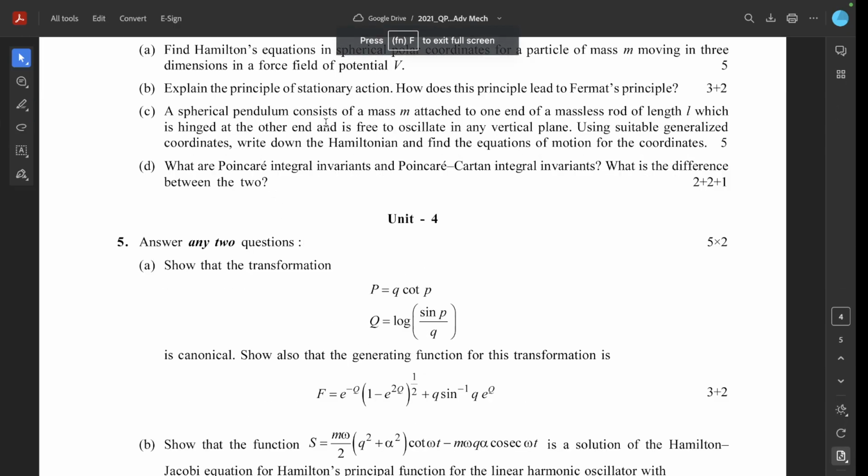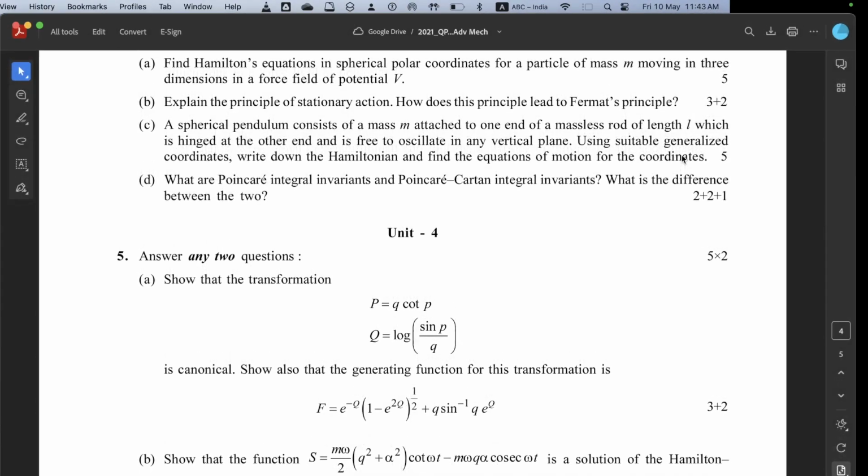A spherical pendulum consists of a mass M attached to one end of a massless rod of length L, which is hinged at the other end and is free to oscillate in any vertical plane. Using suitable generalized coordinates, write down the Hamiltonian and find the equations of motion for the coordinates.